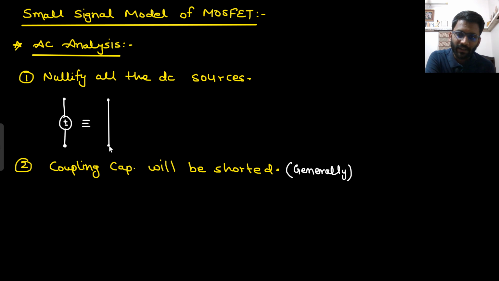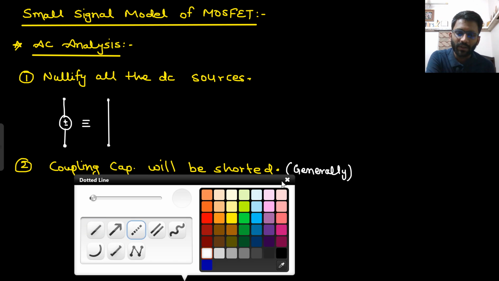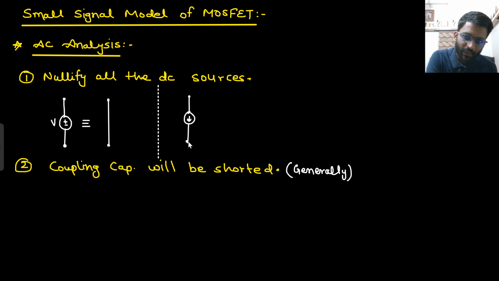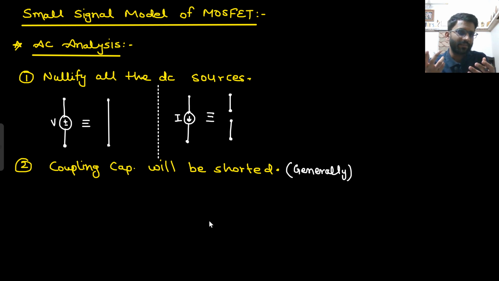Voltage source will be short circuited, and what about the current source? The current source will be open circuited. Nullifying means zero. So if voltage is zero, that means short circuit. If current is zero, that means open circuit, right? So a voltage source will be short circuited, and a current source will be open circuited. And generally the coupling capacitor will be shorted, and parasitic capacitors are open circuited.